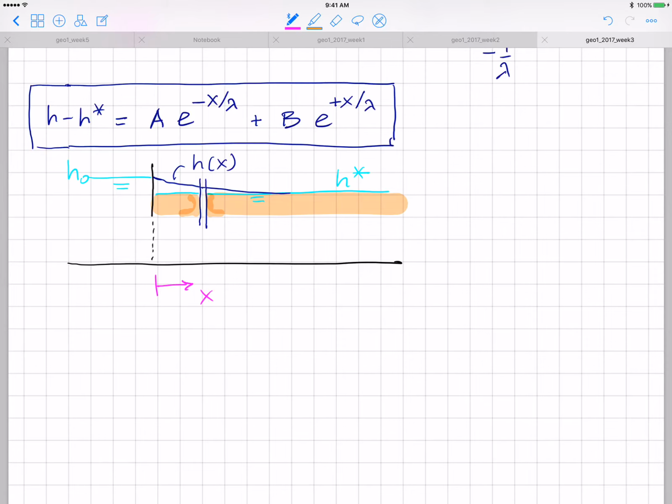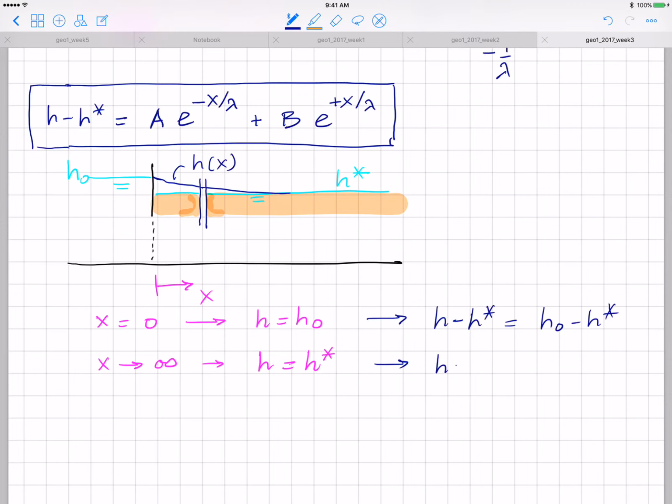Let me see what we have. Well, right at x equals 0, we know what the head is. The head is equal to H0. And if we go far to the right, when x goes to infinity, then the head is equal to H star. And we can also define that then in terms of H minus H star. So H minus H star at x equals 0 is H0 minus H star. And H minus H star for x becoming very large becomes 0.